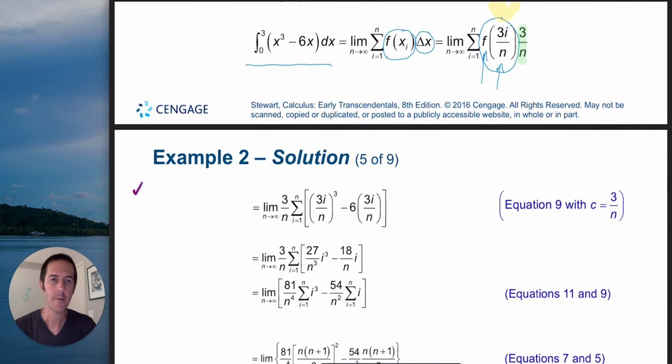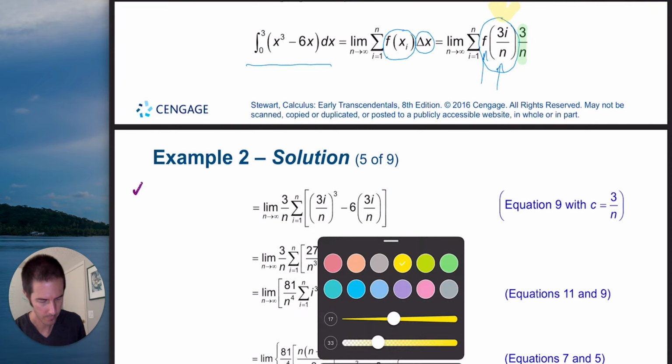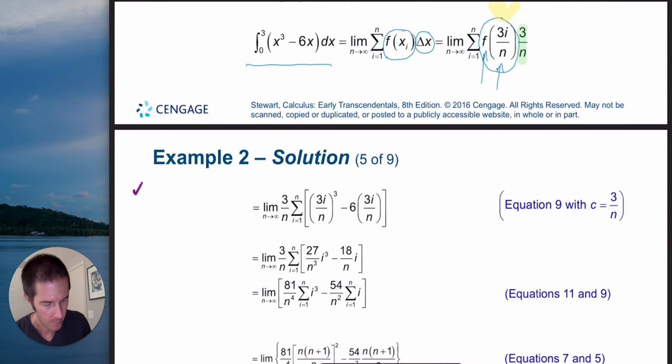We know what f of 3i over n is. I can't draw across pages, but what's a good way to do that? F of 3i over n, up there near the top of the page, I've highlighted it in blue. If you take 3i over n and you plug it into this original expression or function, f of x, which is x cubed minus 6x, you get this expression on the next slide.